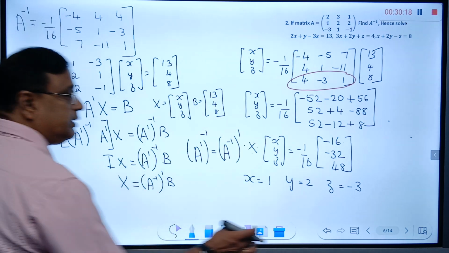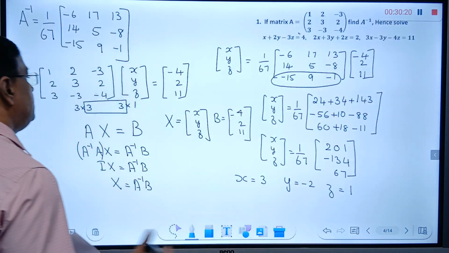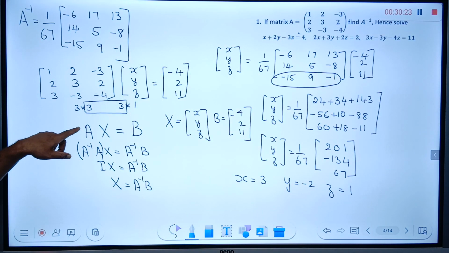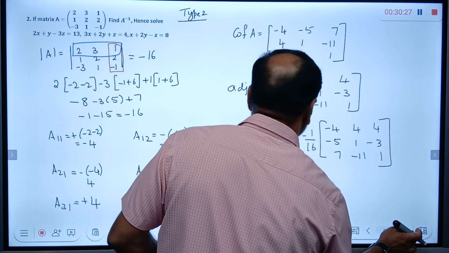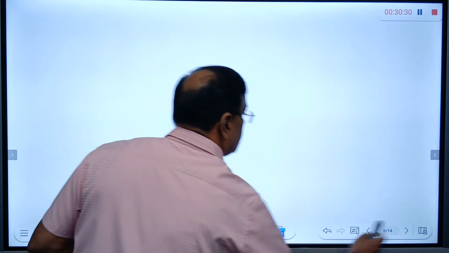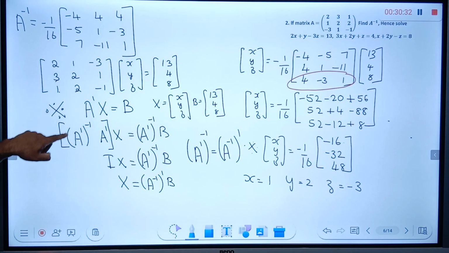But the highlight is the difference from the previous problem. In the previous problem, it was AX. This matrix was A. In this problem, it is not A. It is A transpose. It is A transpose. That is the difference.